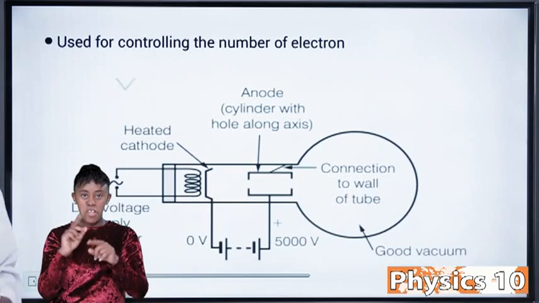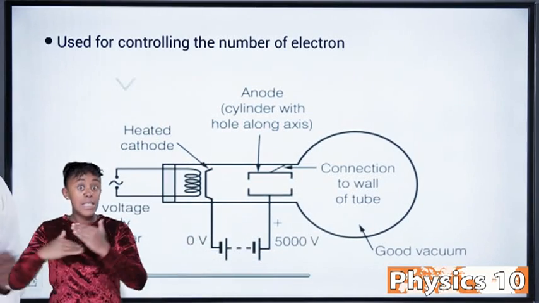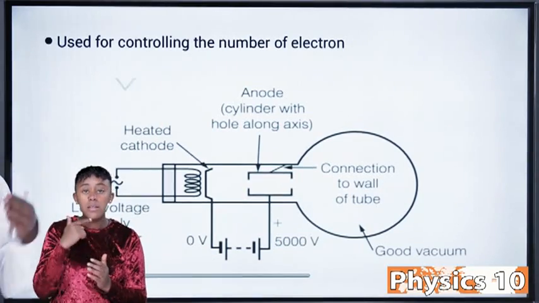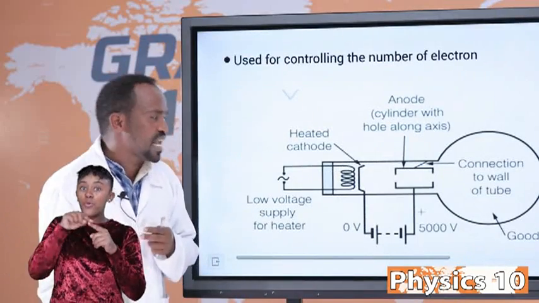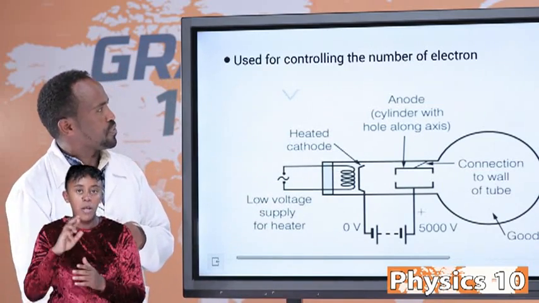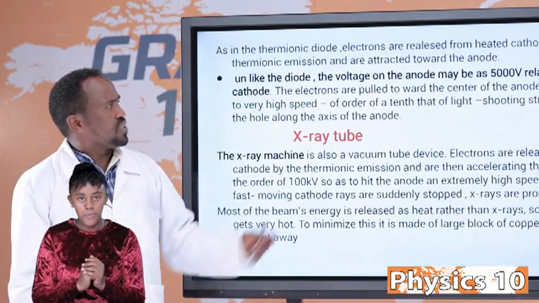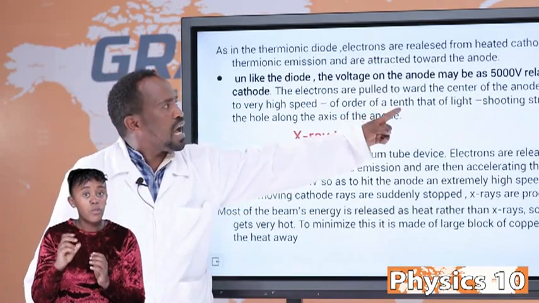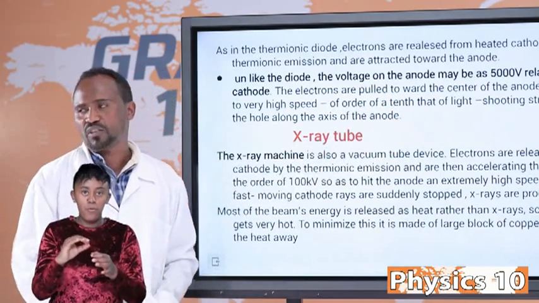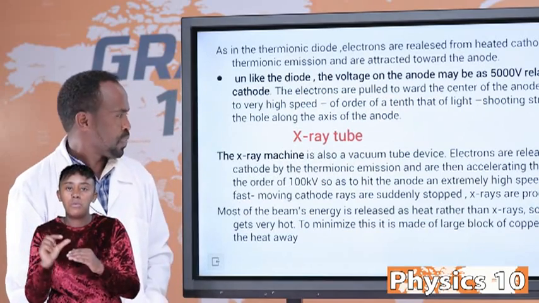It is a vacuum. If you look, the anode is at a higher potential than the cathode. This is the reason why the electron is attracted toward the anode. This is a simple diagram of the cathode ray tube. Unlike the diode, the voltage on the anode may be as much as 5,000 volts relative to the cathode. The voltage of the anode is higher than the voltage of the cathode.